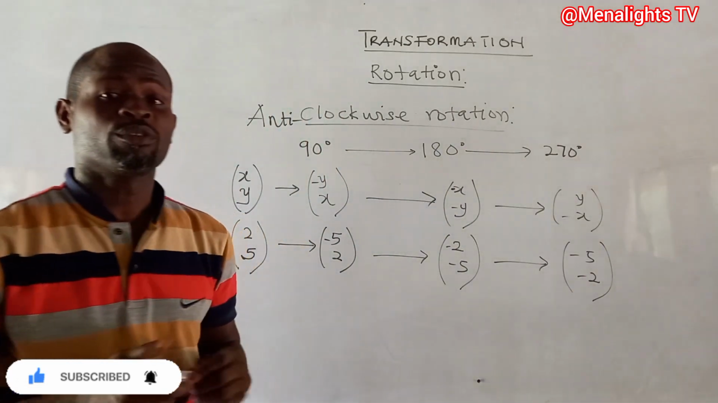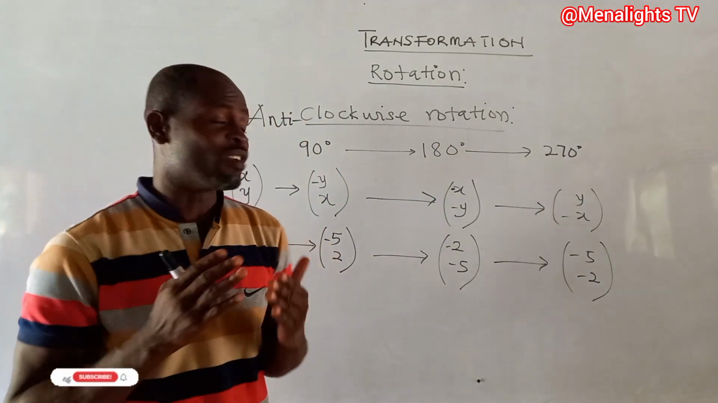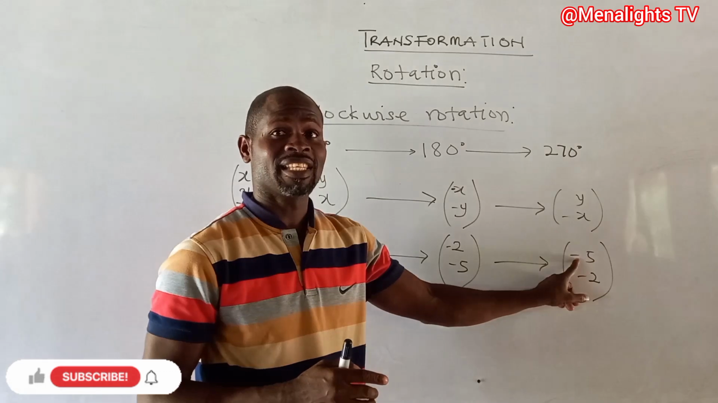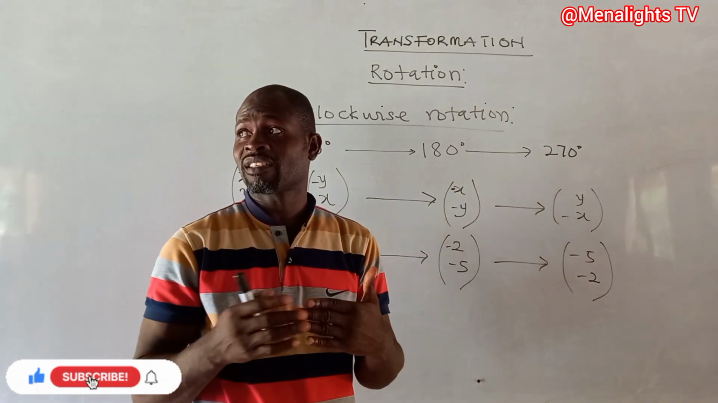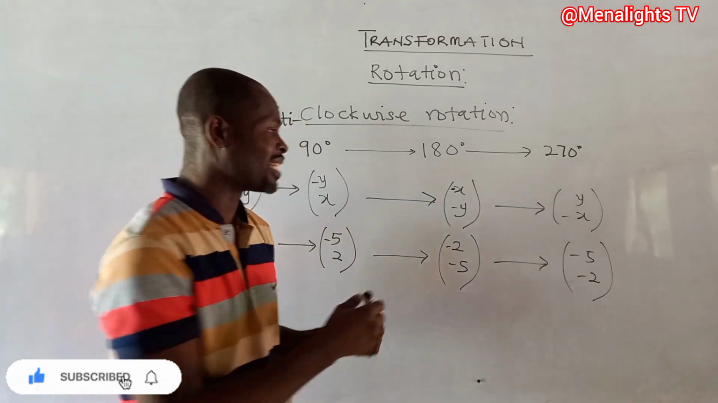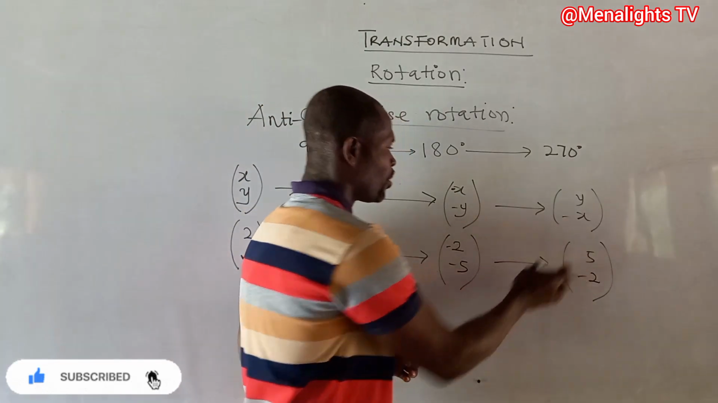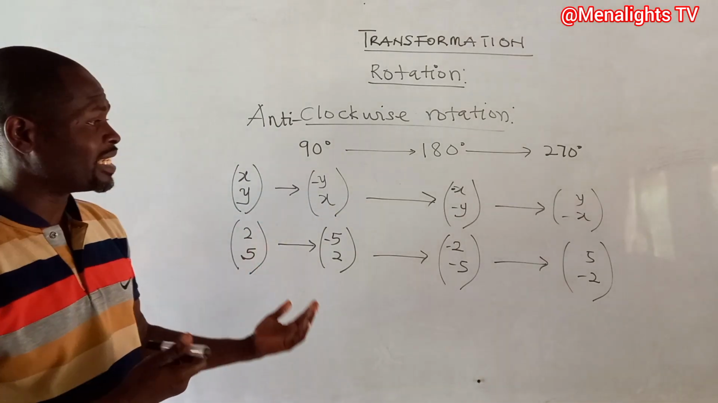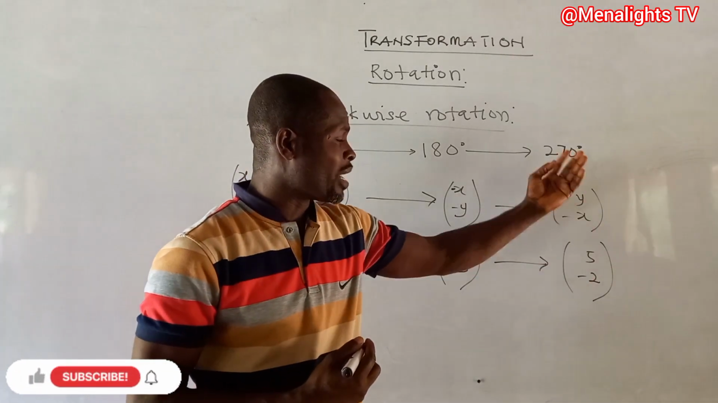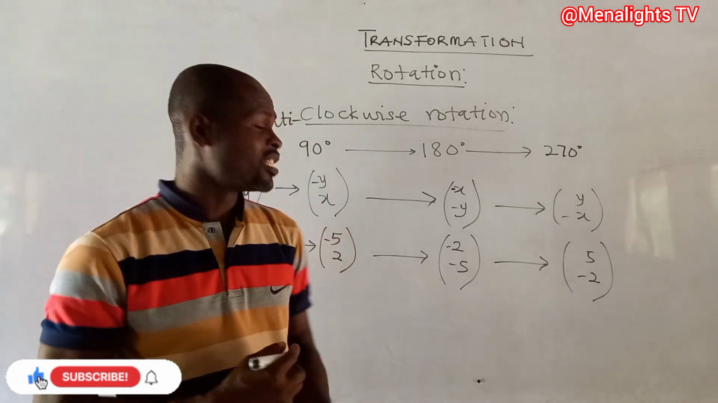And here what we have to do is what? Negate the first number. And already the first number here is -5. So we have to negative will give us positive. So because of that, this side is what? Positive. So when you have 2, 5 and rotate it 270 degrees anti-clockwise, this is what you got.